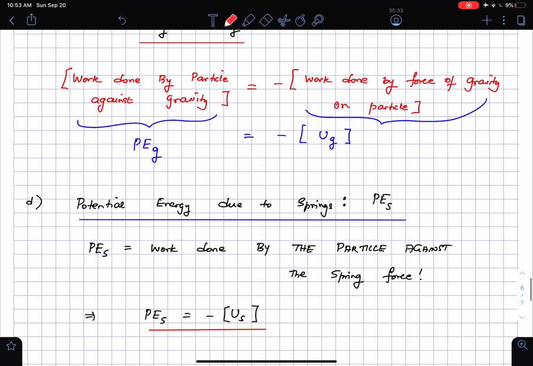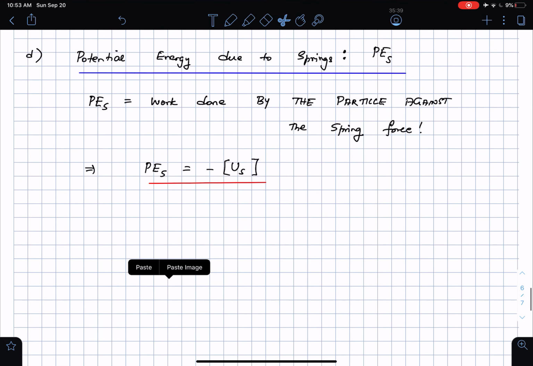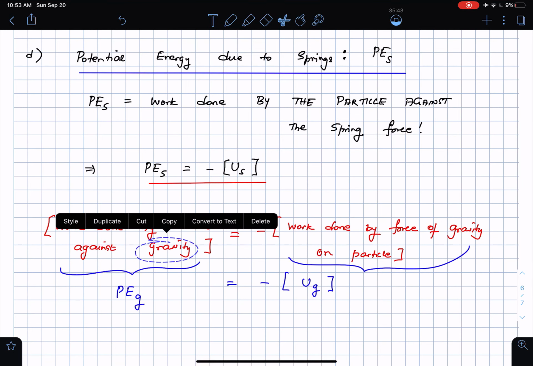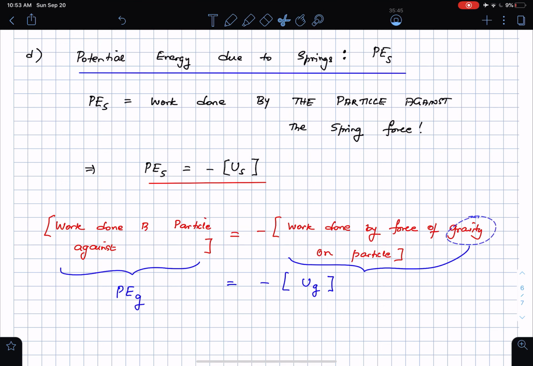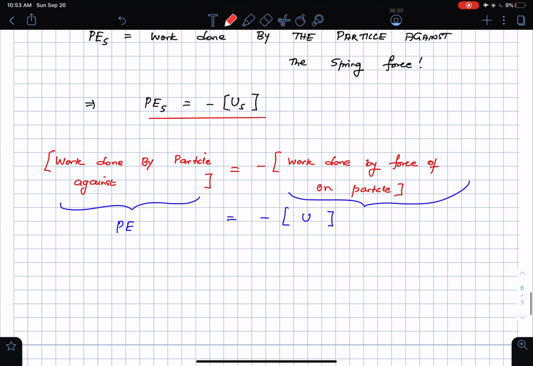Exactly the same thing, I'm going to do a very quick copy paste. Bear with me for a minute, because I'm getting a little lazy with age. I'm going to cut that off by the force of the spring on the particle. This is really nice, isn't it? I can do all these kinds of shady stuff with this software here. So work done by the particle, I think I missed, yeah, by the particle against the spring.